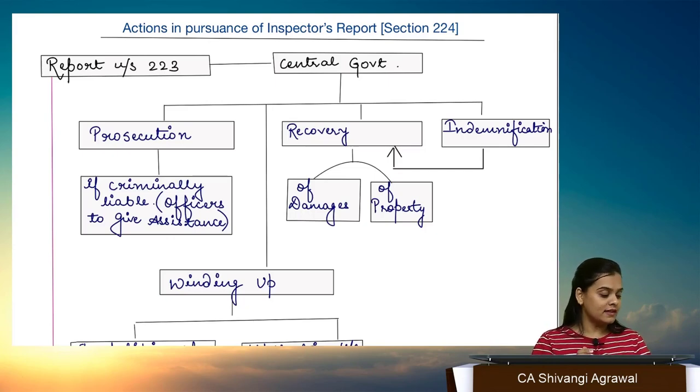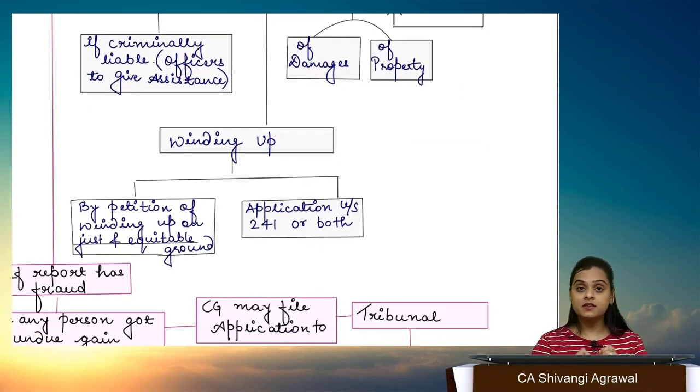Now, this is one thing. Central government, after receiving the report, finds out that it's important that the company must be closed. So we must sell off the assets, pay off the liability. So a winding up petition may be filed by CG. It may also so happen that central government finds a case of oppression or mismanagement, and hence CG files an application to NCLT for obtaining relief from oppression and mismanagement, or both applications may also be filed. So first thing, CG initiates prosecution against the defaulters. Second, makes an application for winding up or relief from oppression, or both.